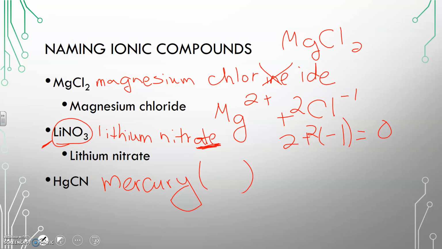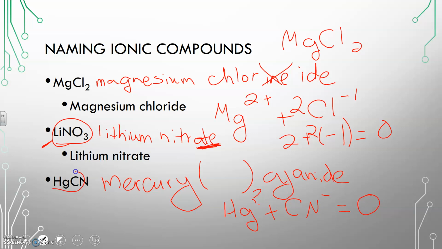Then we have CN. So you see that CN, you've got 2 atoms, so it is a polyatomic ion. That one is cyanide, and cyanide has a -1 charge on it. So you have your Hg, which has an unknown charge on it, that is supposed to be a question mark. And then you have your cyanide, which has a negative charge on it, and it needs to equal 0.